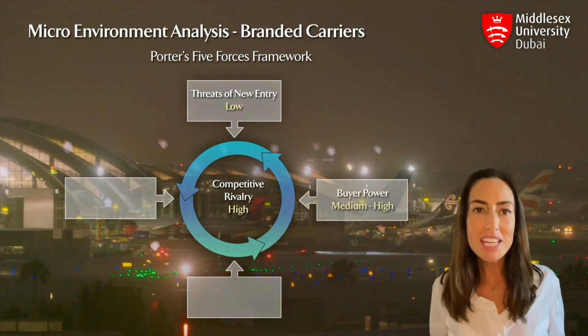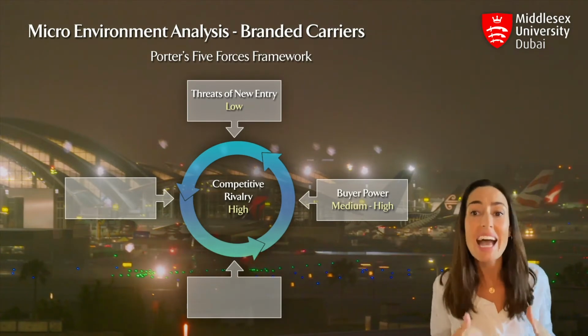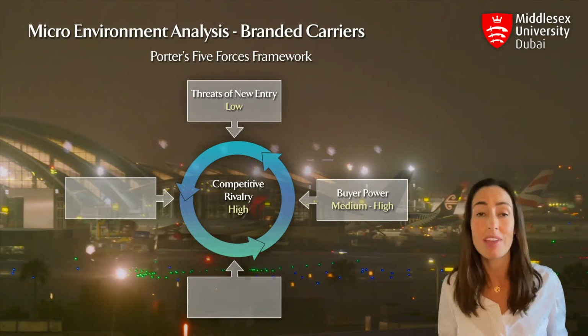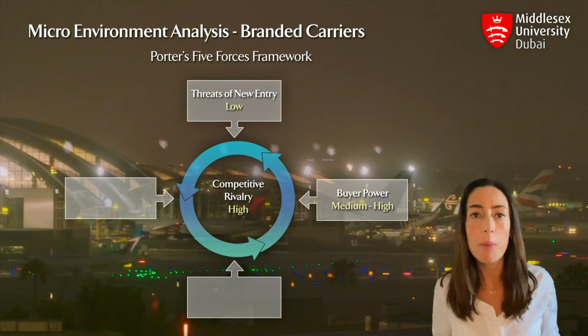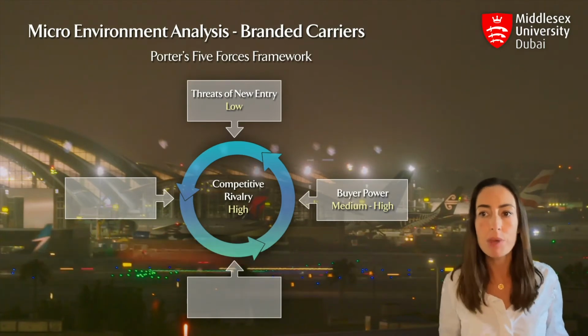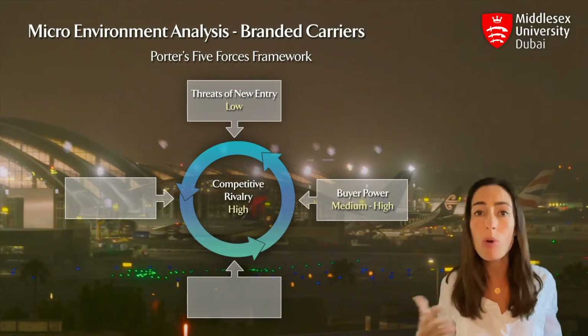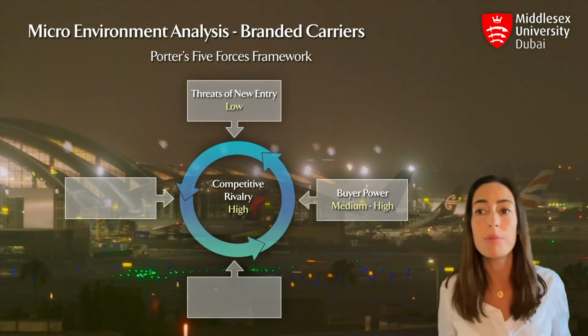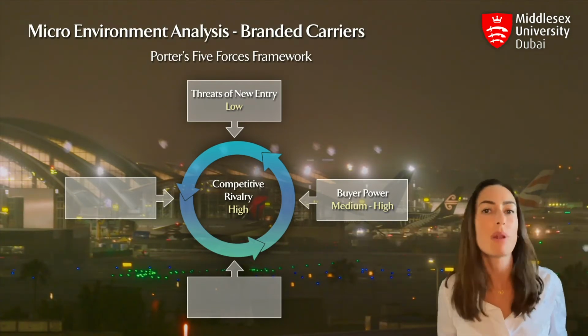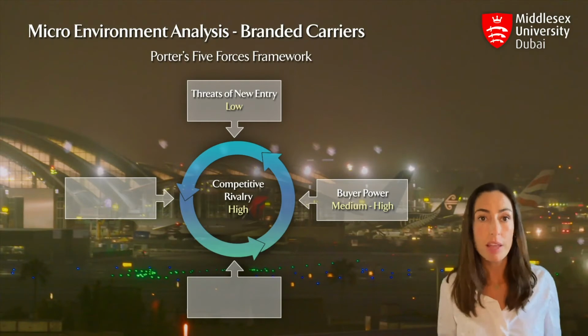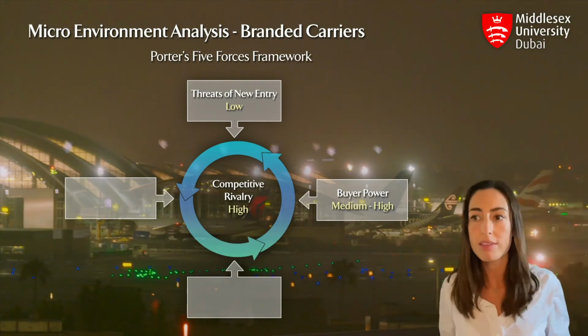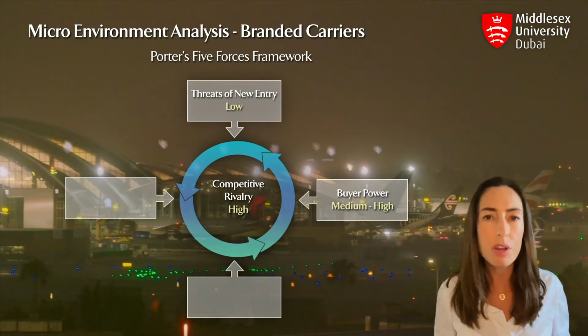Buyer power, medium to high. Buyers had and continue to have, even since COVID, even higher bargaining power over airlines, because the cost and effort required to switch from one carrier to the other is really minimal. Technology has a huge role to play in this also. Things like price comparison sites are driving down prices and increasing buyer power even more so.